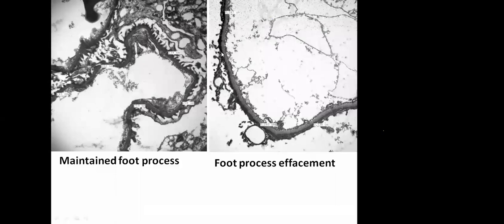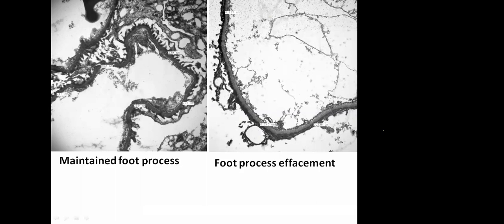And on the other hand, you can see here that there is complete effacement or fusion of the foot processes. What you're finding here is a large vacuole kind of thing. This is the outside part of the glomerular basement membrane. Here is a podocyte, which is not seen, but this is podocyte cytoplasm showing cytoplasmic vacuolization. And this happens whenever there is a proteinuria state. So you're finding diffuse foot process effacement and there is cytoplasmic vacuolization also.